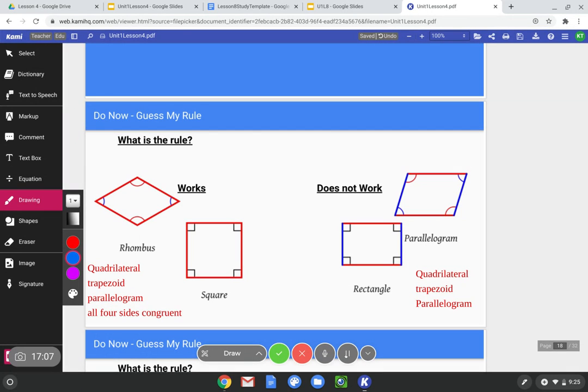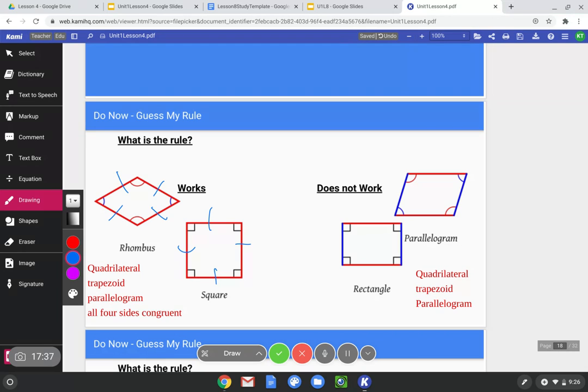Okay, so we wrote out all the families and attributes of the shapes that work and that don't work, what they belong in. So we can see that the rhombus and square, they're quadrilaterals, they're trapezoids, they're parallelograms, and a common attribute between the rhombus and square is that all 4 sides are congruent. So all 4 sides are the same length. Check, check, check, check. All 4 sides, same length.